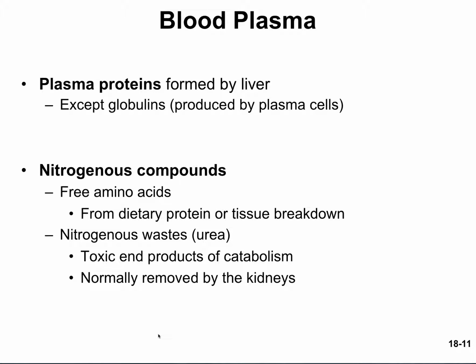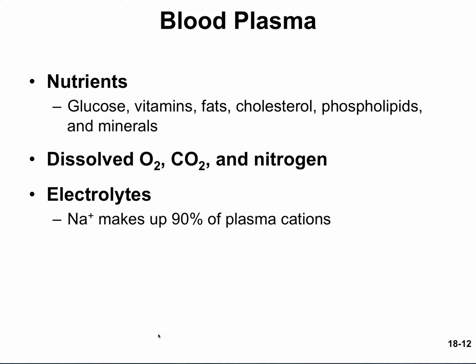Plasma proteins are formed by the liver except for the globulins, which are produced by plasma cells. Nitrogenous compounds are free amino acids, which come from dietary protein or tissue breakdown, and the waste, called urea, is the toxic end product of amino acid catabolism and is normally removed by the kidneys. Since many of these proteins are formed by the liver, liver cancer or hepatitis can result in impaired blood clotting.